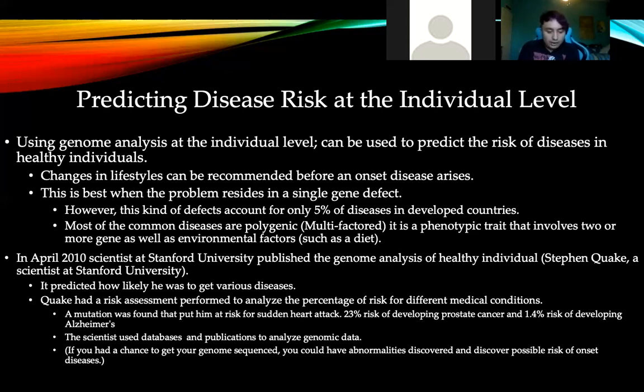Scientists use databases and publications to analyze genomic DNA so that we can find stuff like this. And if you had a chance to get your genome sequenced, you could have abnormalities discovered and discover possible risk of onset diseases. Next slide, please.